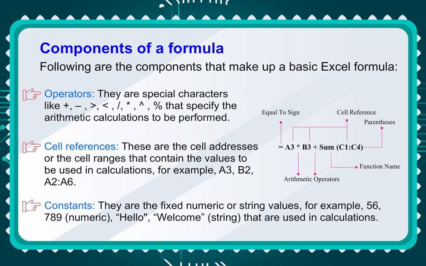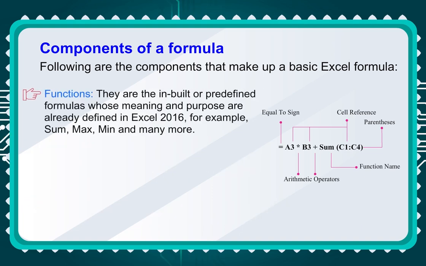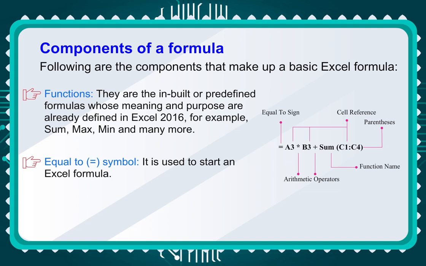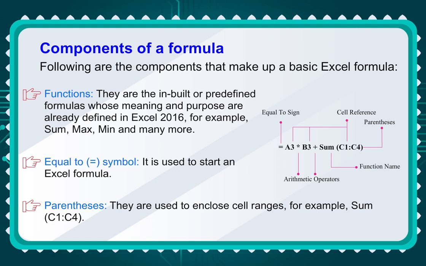Constants. They are the fixed numeric or string values. For example, 56, 789, numeric, hello, welcome, string that are used in calculations. Functions. They are the inbuilt or predefined formulas whose meaning and purpose are already defined in Excel 2016. For example, sum, max, min, and many more. Equal to symbol. It is used to start an Excel formula. Parentheses. They are used to enclose cell ranges. For example, sum, parenthesis, C1 colon C4.